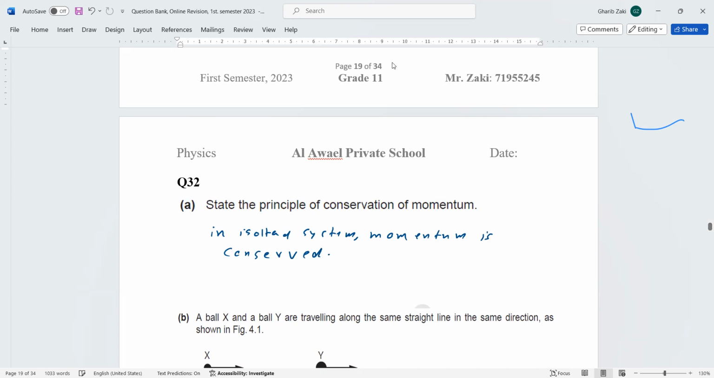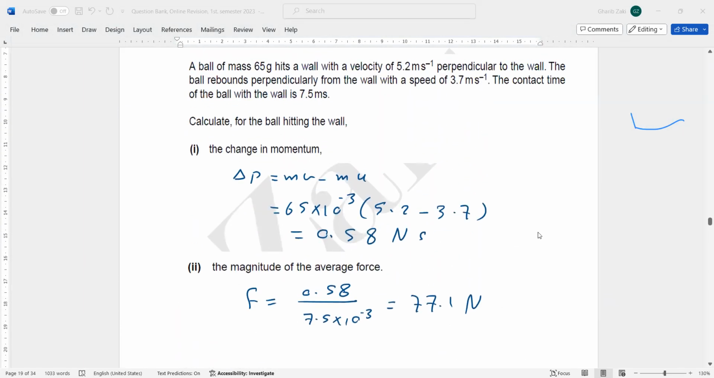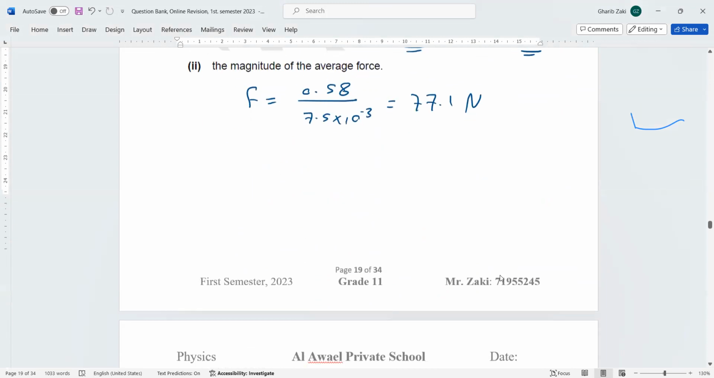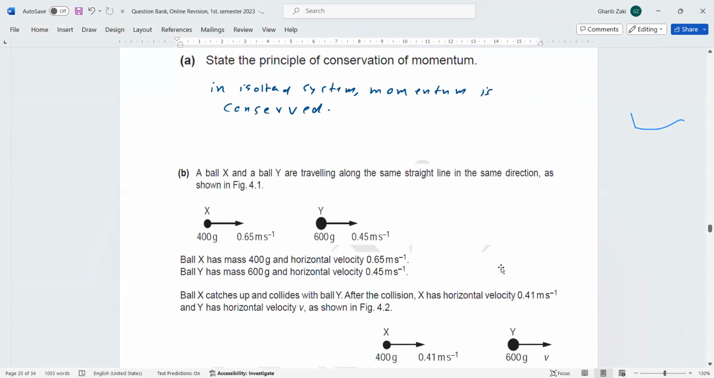The unit of momentum, not in notebook. Both are correct, my friend. The unit of momentum is Newton second or kilogram meter per second. Both are correct. Okay? Now, next question.